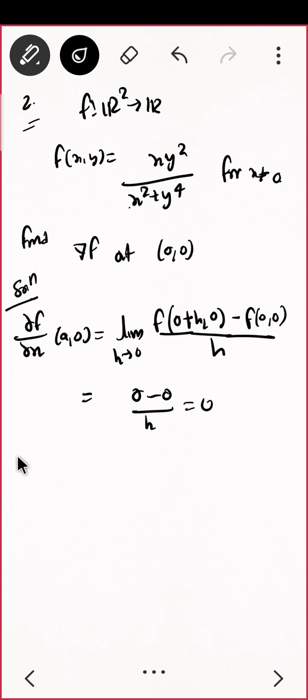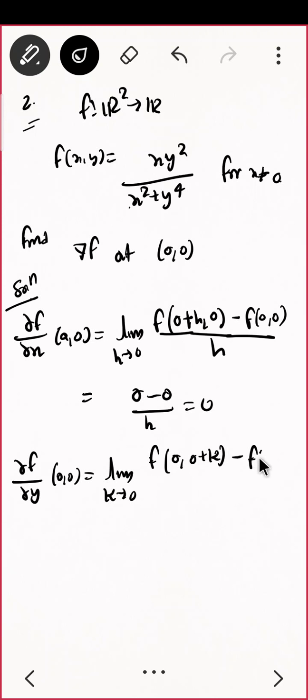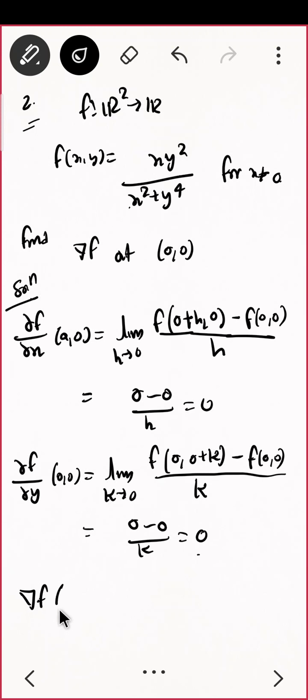fx aa gaya fatak se. Same fy will be, what is the formula? Limit k tending to 0, f of 0 comma 0 plus k minus f of 0 0, divided by k. You see that again you have to do the same thing, 0 comma k. It will be, I think, again 0 minus 0 upon k, that is 0. So what is your del f at 0 0? This is equal to fx at 0 0 comma fy at 0 0. That means it is 0 comma 0.